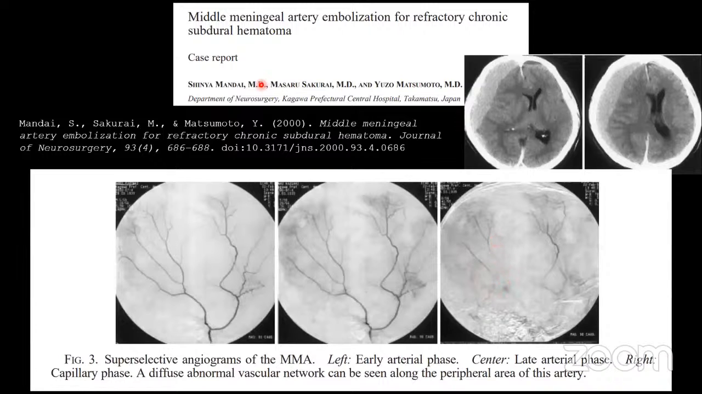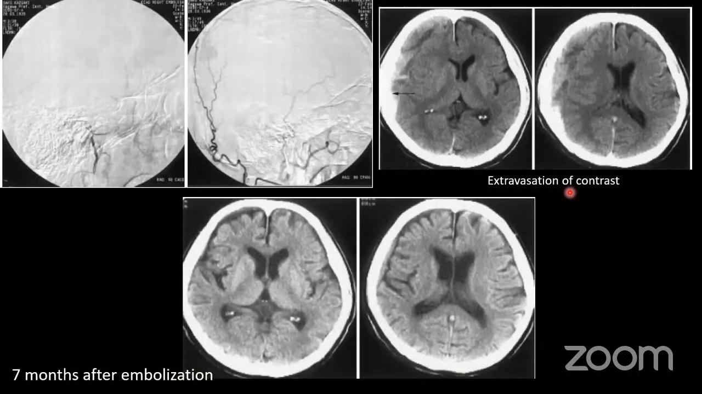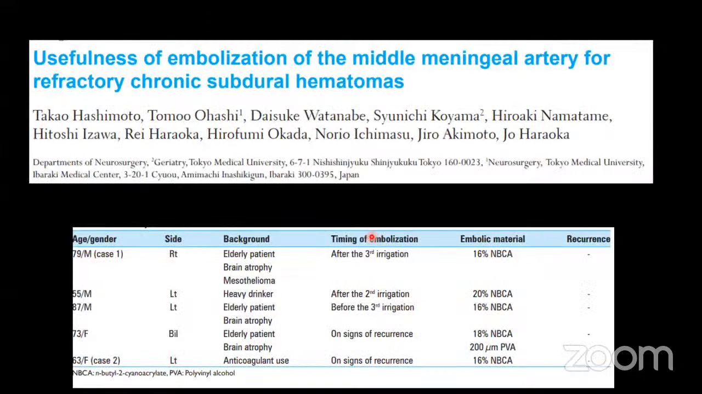The first case report was from Japan, for a patient who needed multiple sessions of drainage of subdural hemorrhage. In that patient, they demonstrated this cotton wool appearance of the middle meningeal artery, which represents the loose sinusoidal capillaries of the periosteal layer of the dura. They did middle meningeal artery embolization, and this was the CT done 7 months after embolization. It showed significant reduction. And thereafter, many case series came.